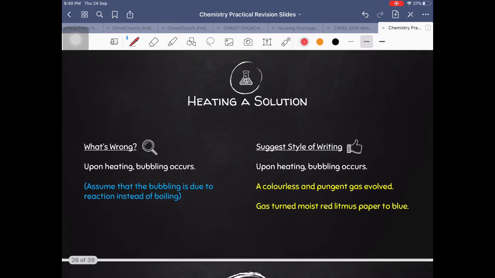The next point: upon heating, bubbling occurs. We are assuming that the bubbling is due to a reaction instead of boiling. So a suggested style of writing would be: upon heating, bubbling occurs, a colorless and pungent gas evolves. And for this gas, you have to do a gas test. The gas turned moist red litmus paper blue. Because if you know that the gas is pungent, most likely it's going to be ammonia gas, and to ensure that ammonia gas is present, you will have to use a moist red litmus paper.